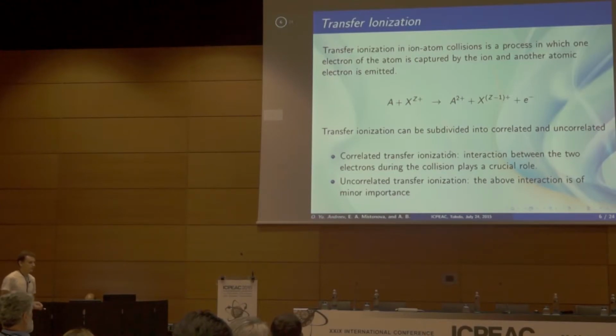So transfer ionization occurs in ion-atom collision when a heavy nucleus captures one of the atomic electrons and one electron is emitted. It is convenient to distinguish correlated and uncorrelated mechanisms of transfer ionization. In correlated transfer ionization, the electron interaction plays a crucial role, while in uncorrelated transfer ionization, the interelectron interaction is of minor importance and in principle can be omitted.